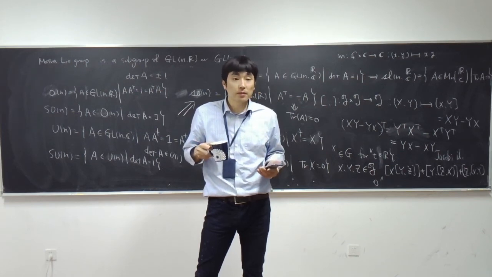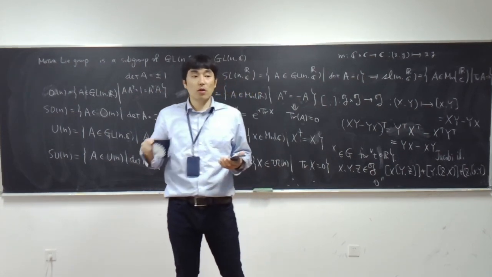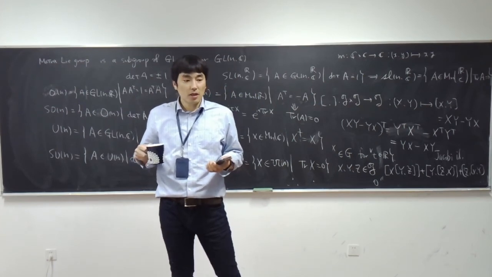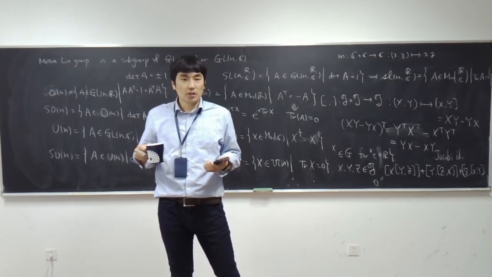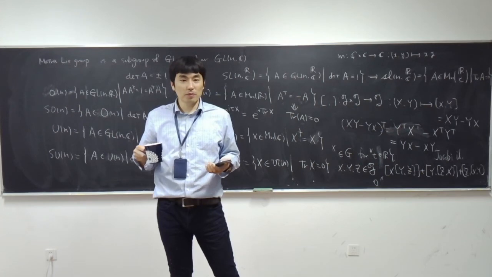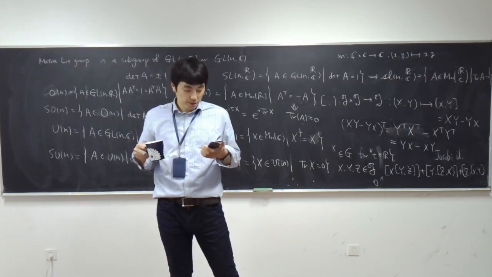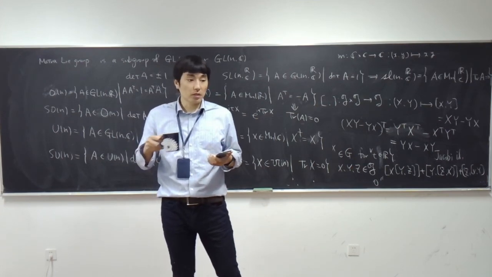Oh, by the way, I have already posted homework 3. And you're supposed to submit homework 2 before the lecture. Homework 3 is about Yang-Mills and the Lie algebra group.